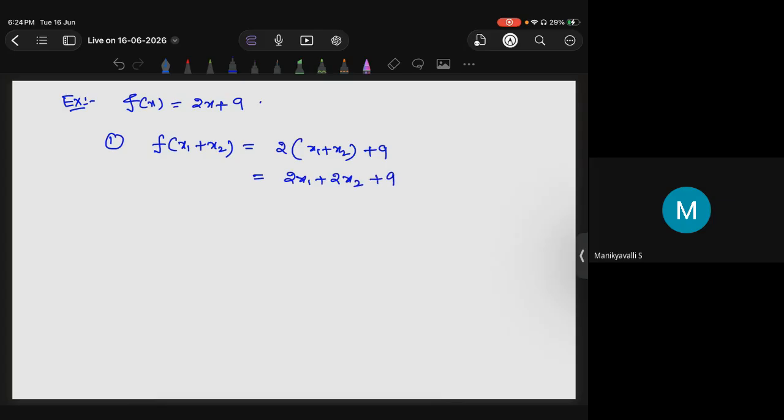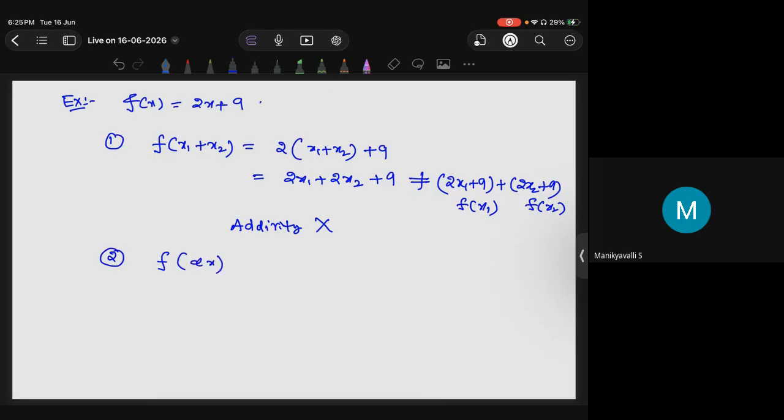Which is not equivalent to 2x1 plus 9 plus 2x2 plus 9. Am I correct? Because this is basically f of x1, and this is basically f of x2. Here what is happening? The additivity is failed. Additivity is failed. Correct?